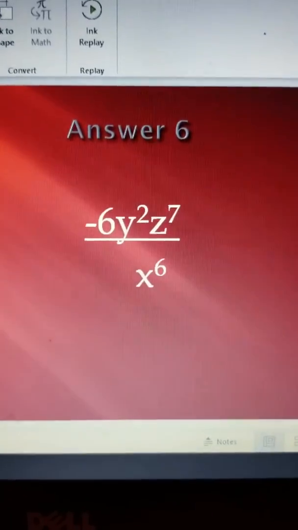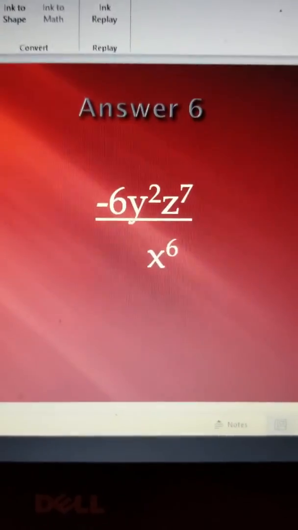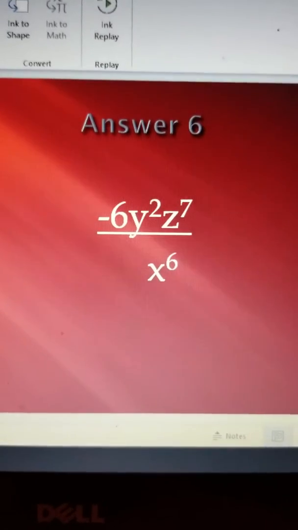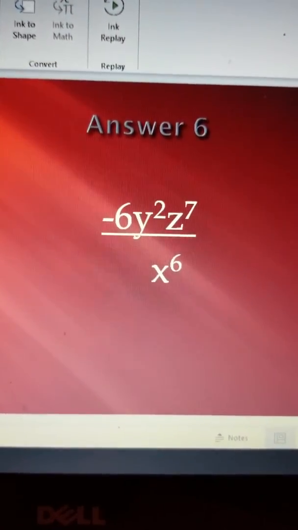So we know that -6 doesn't come down because it is its own coefficient. It does not belong to a variable. So we don't need to move all over negatives as soon as we see a negative. We can have negative numbers, just not negative exponents.